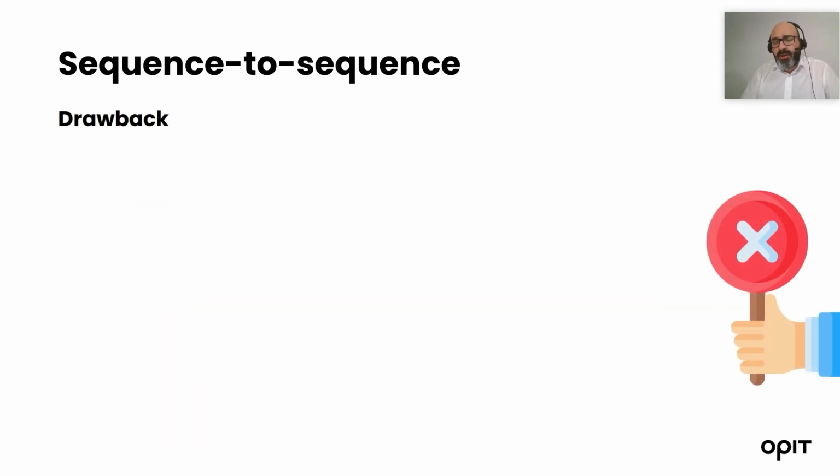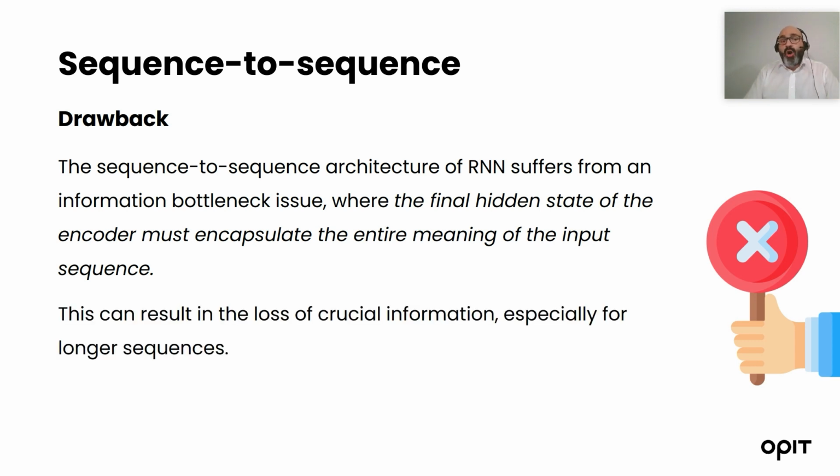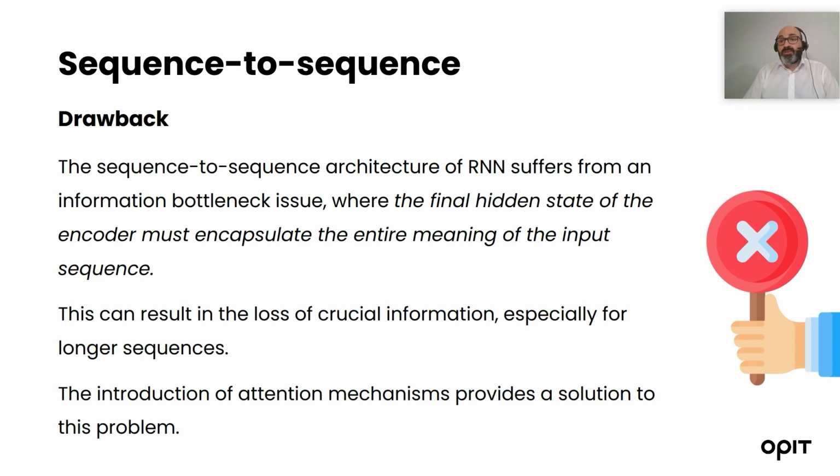What's the drawback of this type of architecture? The sequence-to-sequence architecture of RNNs in particular suffers from an information bottleneck issue, where the final hidden state of the encoder must encapsulate the entire meaning of the input sequence. Of course, you can understand that this can result in loss of crucial information, especially for longer sequences. The introduction of mechanisms such as attention provides a solution to this problem.